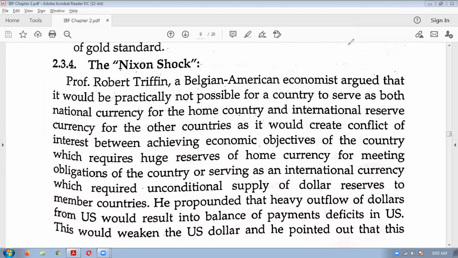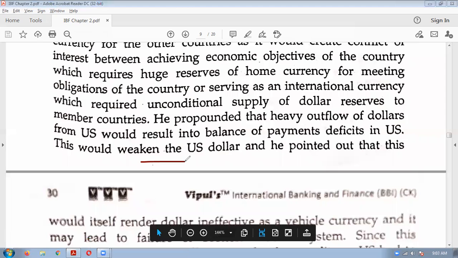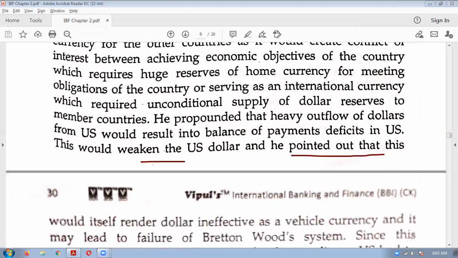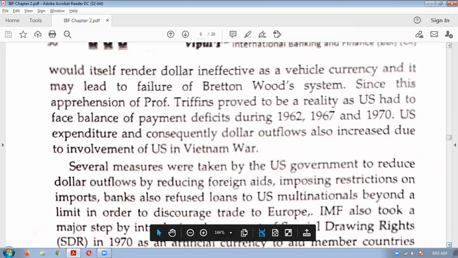And if the balance of payment weakens, if the balance of payment is in deficit, it will weaken the US dollar. He pointed out that this would itself render the dollar ineffective as a vehicle currency, and it would lead to the failure of the Bretton Woods system. So this was the apprehension, or you can say prediction, made by economist Professor Robert Triffin.